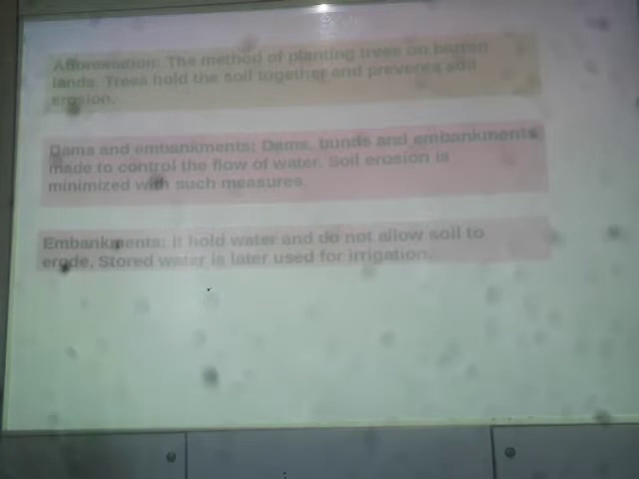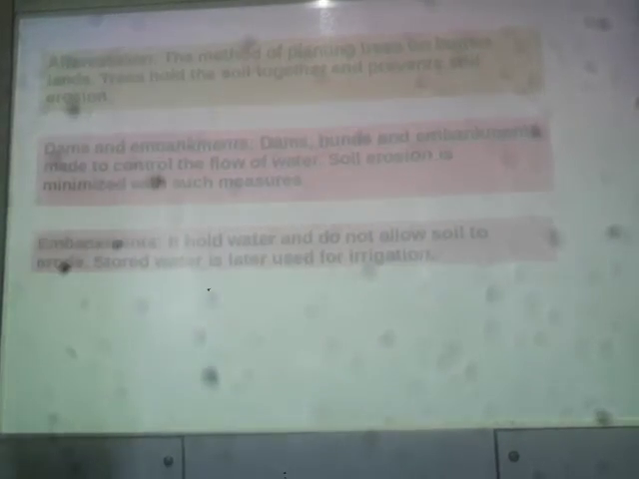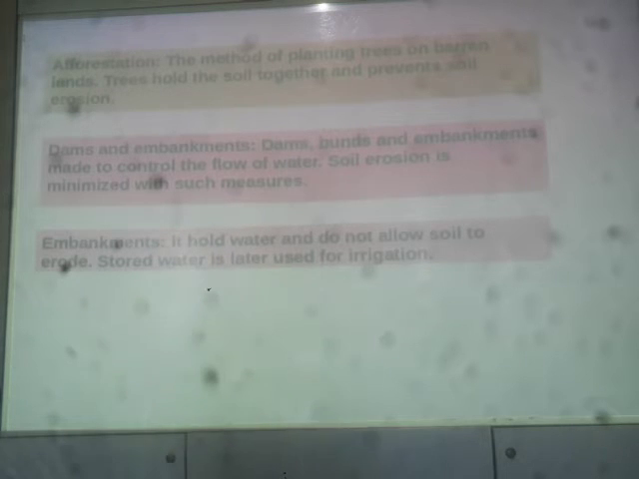Another technique is dams and embankments. Dams, bunds and embankments are made to control the flow of water. Soil erosion is minimized with such measures, by these methods, by these techniques.